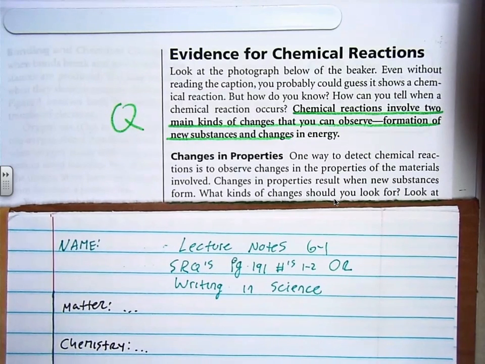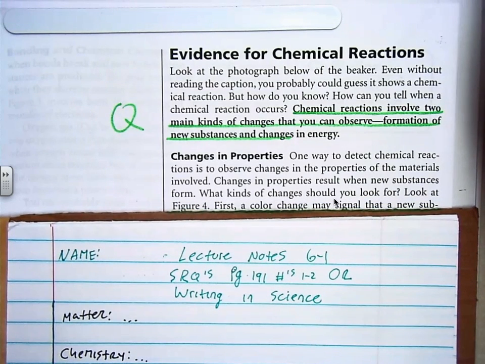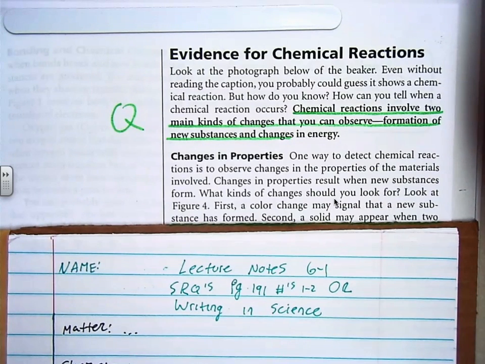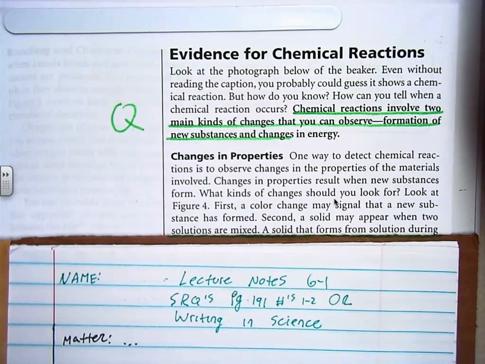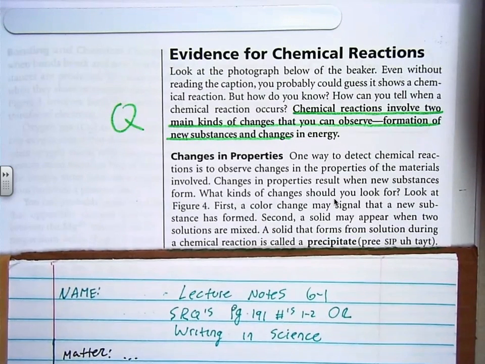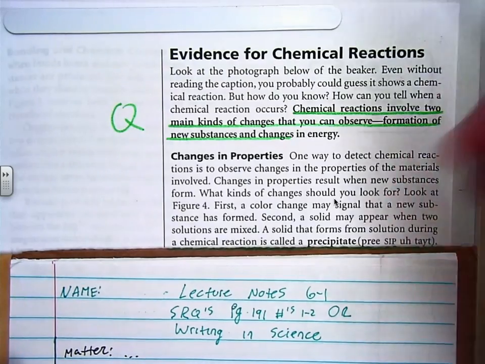What kind of changes should you be looking for? Well, look at figure 4. First, a color change may signal that a new substance is formed. Second, a solid may appear when two solutions are mixed. A solid that forms from solution during a chemical reaction is called a precipitate.